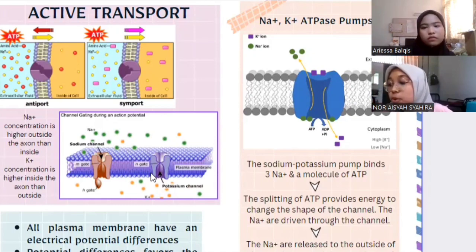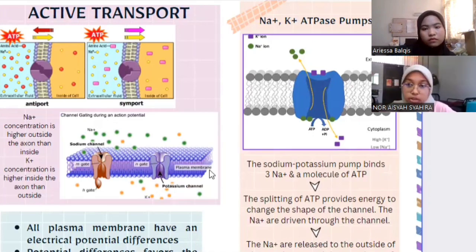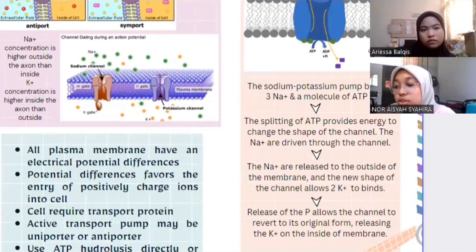Active transport can be driven by the energy stored in ion gradients or by ATP hydrolysis, and may be a uniporter or antiporter. Active transport usually uses ATP hydrolysis directly or indirectly to move molecules across the membrane against the concentration gradient. As mentioned just now, we have uniporter, symporter, and antiporter.